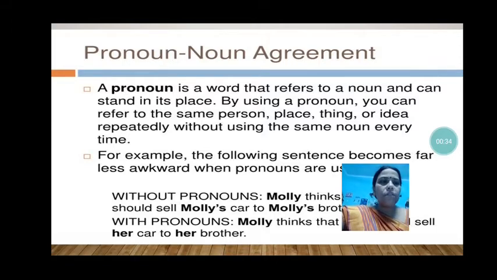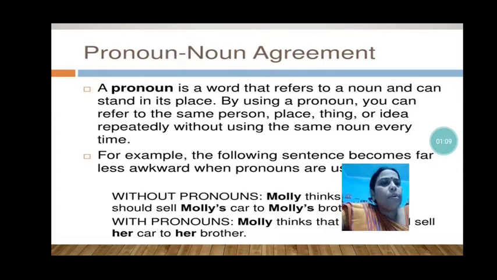In the previous class, we have read about the noun. So, what is a noun? Noun is the name of a person, place, animal, thing, or ideas. We have done the common noun, proper noun, material noun, collective noun, and abstract noun in the previous class. Now, we will do the pronoun. What is a pronoun? A pronoun is a word that refers to a noun and can stand in its place.